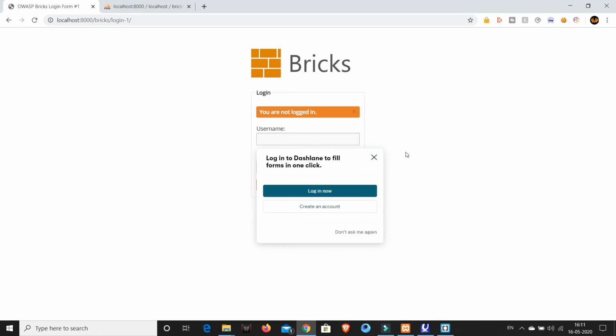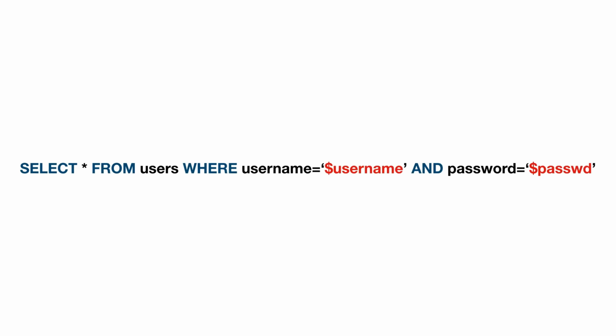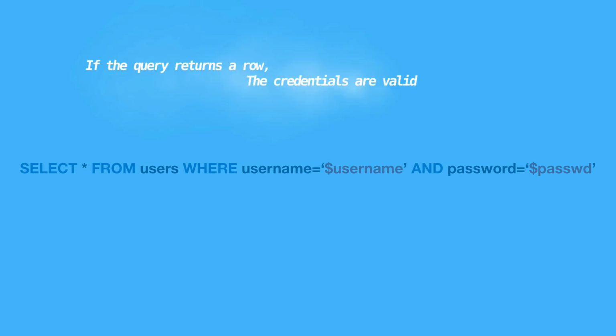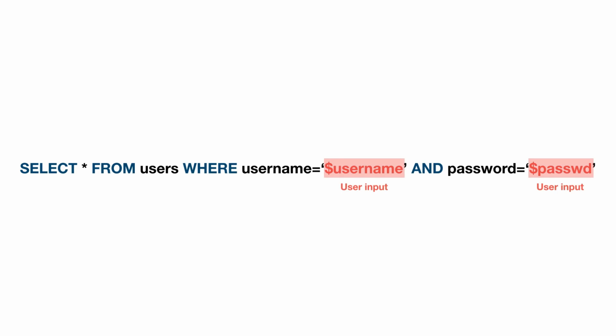For example, if you consider a login page, the user gives his username and password to login. These username and password values must be validated by the server. Intuitively, the way it's done is by performing an SQL query like this, which tries to fetch a row from the user's login table with the given username and the password values. If the query returns a row, then the credentials are valid. Else, they are not. These SQL queries, as you can see, include user input.